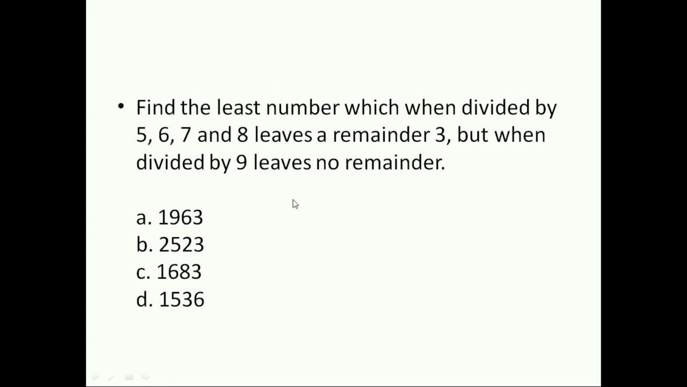Find the least number. See to this very carefully. Least number means minimum number, means I want to find a number itself. That's the whole and soul story. Which when divided by 5, 6, 7 and 8 will leave remainder 3. Whenever you divide this number by 5, 6, 7 and 8, your remainder will be equal to 3.